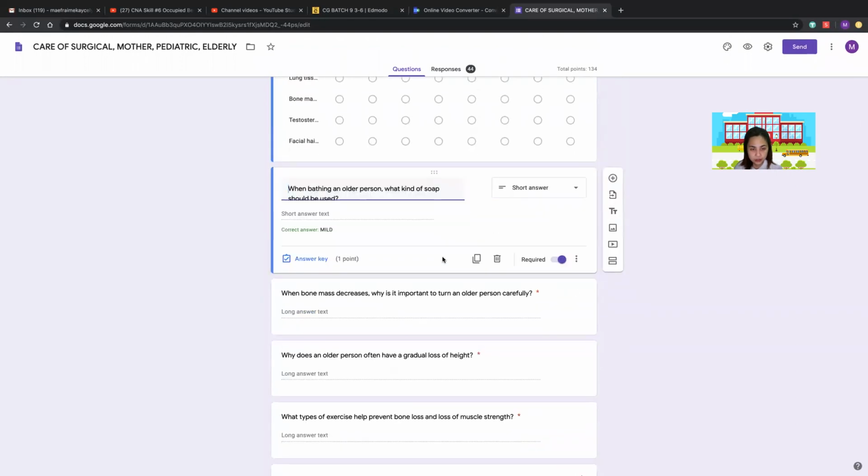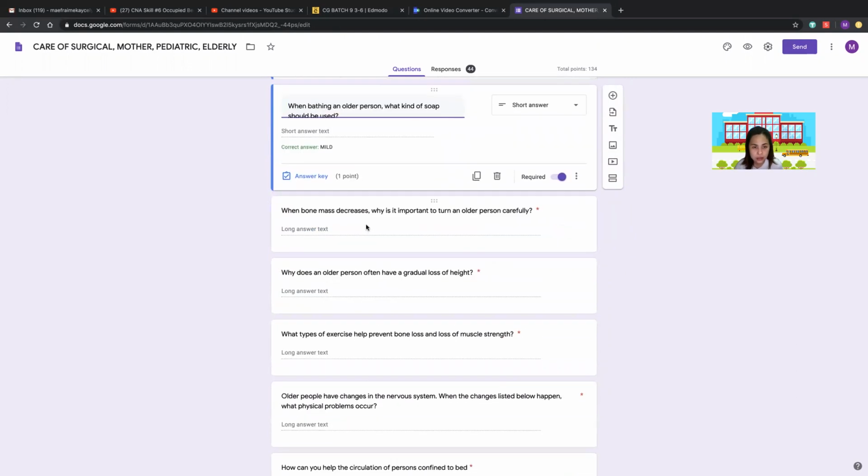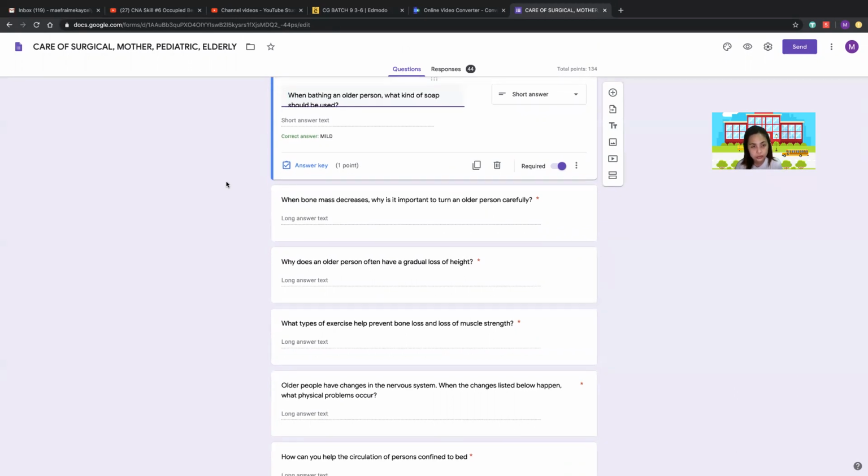When bathing an older person, what kind of soap should be used? Okay, the correct answer is mild. So it will be mild soap, hypoallergenic soap. Why? Because with older patients, we cannot use those strong soaps, because their skin is easily irritated. That's why we only use mild soap.